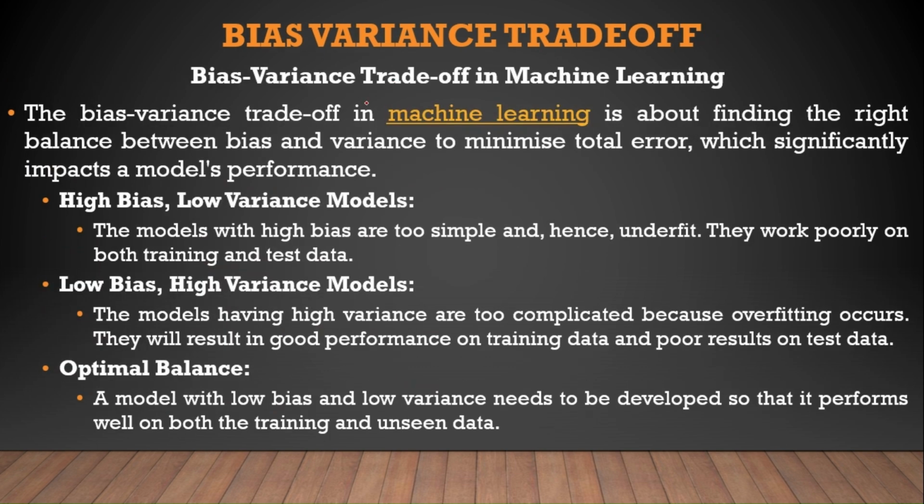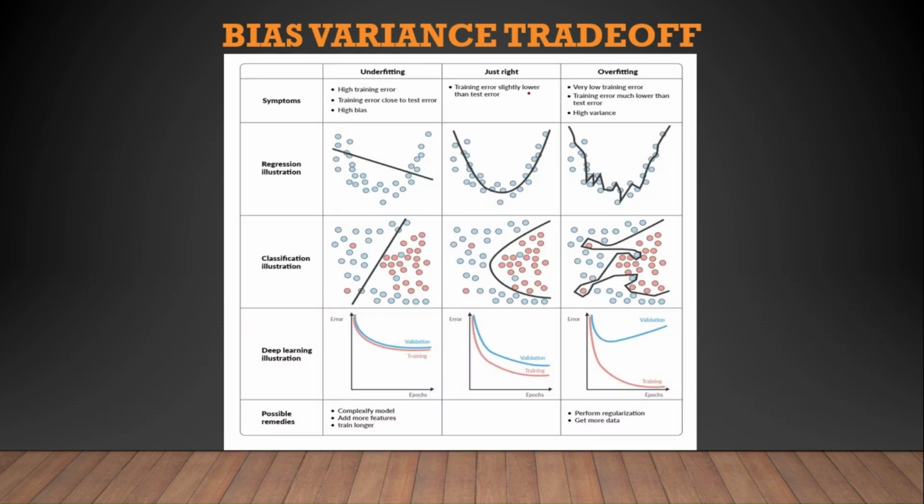Next we are going to see what happens in machine learning concepts. With a high bias and low variance model, the model is too simple and hence underfits. It does not work properly on both training and testing. Here we can see this in the graphical method, the machine learning graphical structures.